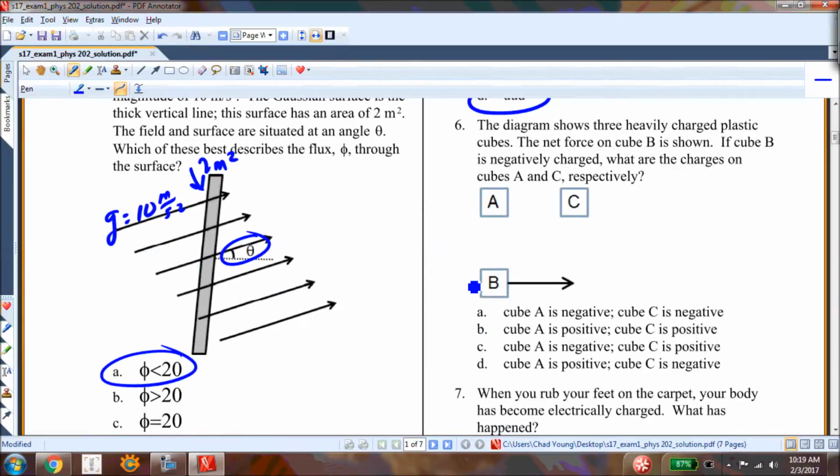This diagram shows 3 heavily charged plastic cubes. The net force on B is shown. If it's negatively charged, what are the charges of the other cubes? So if it's negatively charged, let's see, my forces, the one due to A has to be in that direction, the one due to C. That's really the only combination of forces that'll give me this resultant vector. And that means that A is negative and C is positive. A is negative, C is positive, so number 6 is C.